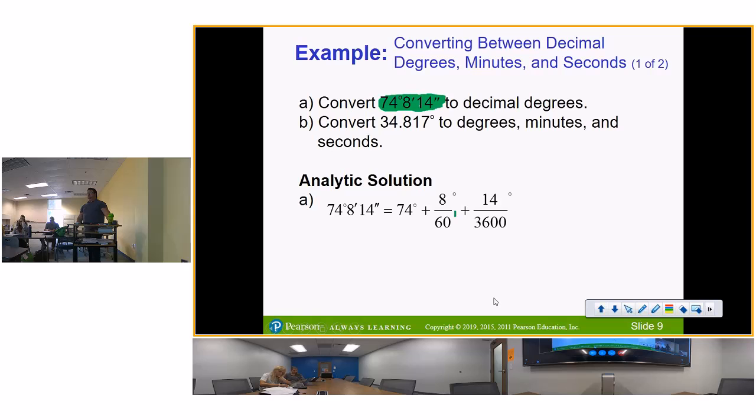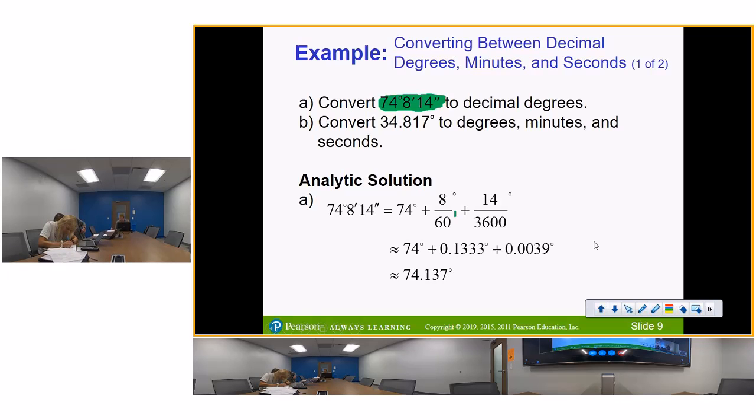Would you do that in the real world? No. Never. But the next one you would do, because nobody is going to turn 0.817 degrees. And that's where you have to divide each one, and go ahead and do that. You get 74.137 degrees.